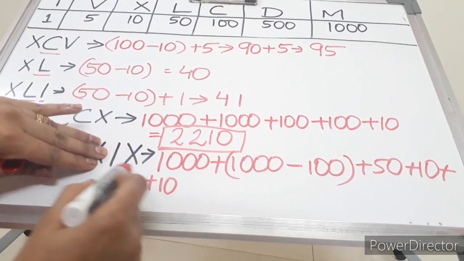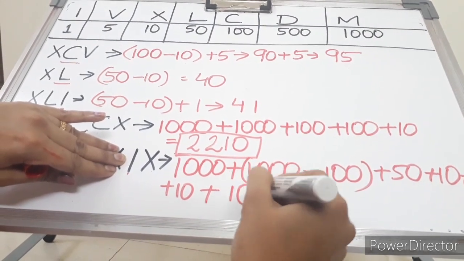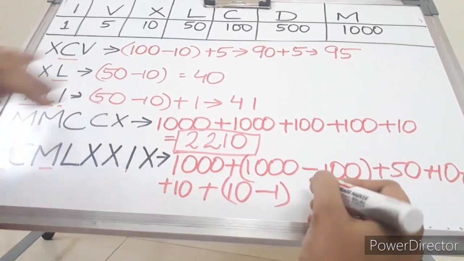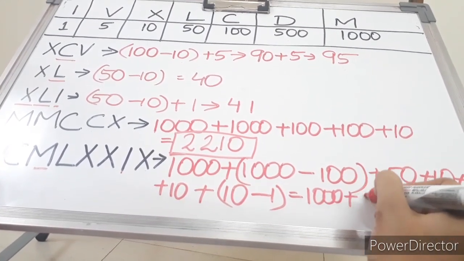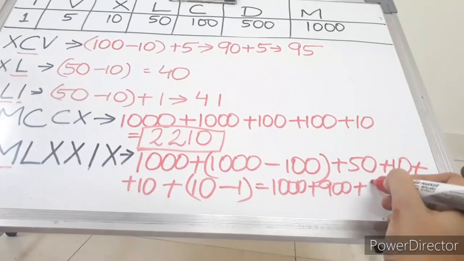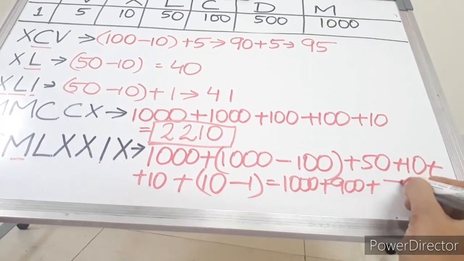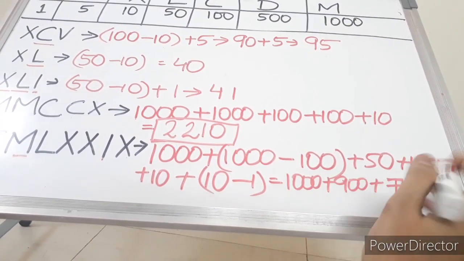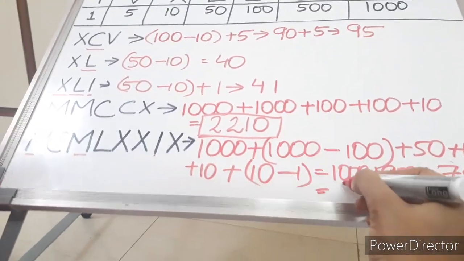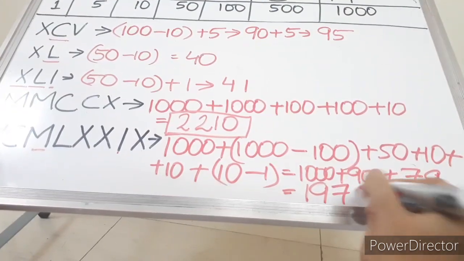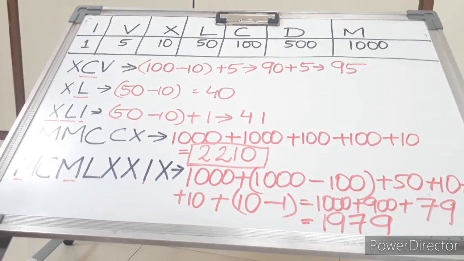Now again you check here. This is again smaller value coming to the left of the greater value. Now again this is what? 10 minus 1. Okay. Further solving will give 1000 plus 900 plus 50 plus 10, 60, 70, and this is what? 79. So the answer will be what? 1979. Hope friends you are clear with this chapter, the concept of Roman numerals.